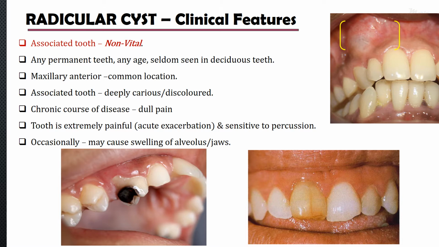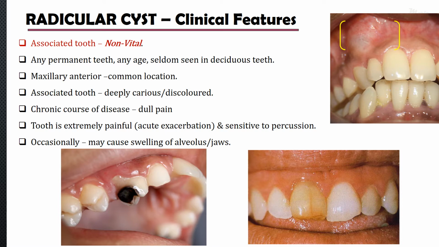These cysts occur more commonly in the permanent dentition and can occur at any age. Radicular cyst in association with the deciduous tooth is rather uncommon. The maxillary anterior region is one of the most common locations for radicular cyst. This is because the maxillary anterior region is more prone to trauma.